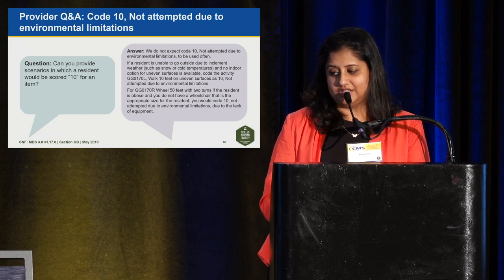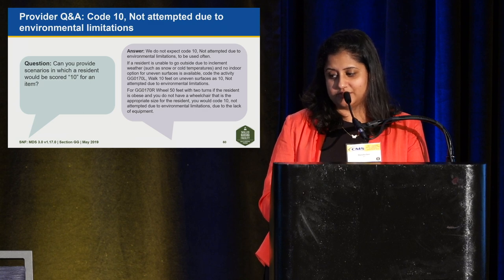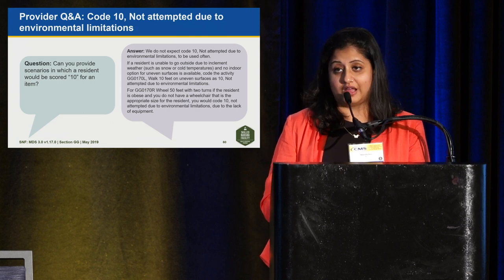code the activity GG0170L, walk 10 feet on uneven surfaces, as 10, not attempted due to environmental limitations. Another example is for GG0170R, wheel 50 feet with two turns. If the resident is obese and you do not have a wheelchair that is the appropriate size for the resident, you would code 10, not attempted due to environmental limitations, due to the lack of equipment.